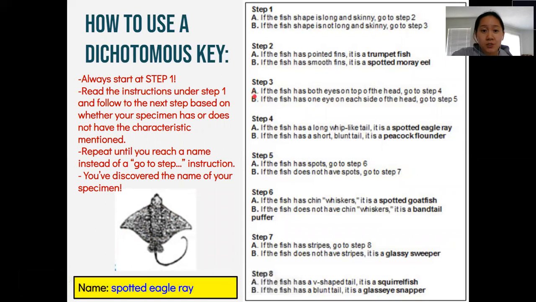Here, the A and B options are: if the fish has both eyes on top of the head, go to step four. B says, if the fish has one eye on each side of its head, go to step five. Well, we're going to go to step four because both the eyes are on top of its head, because there's one here and there is one here, right? The only fish that we really know that have both eyes on one side of the head are like flounder.